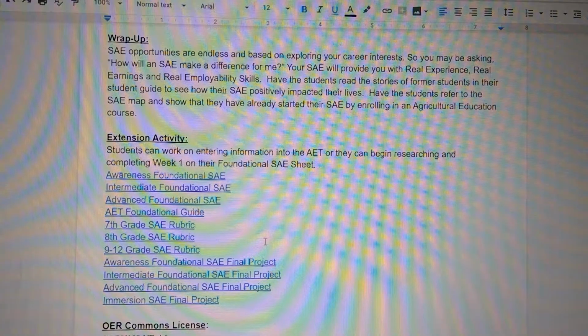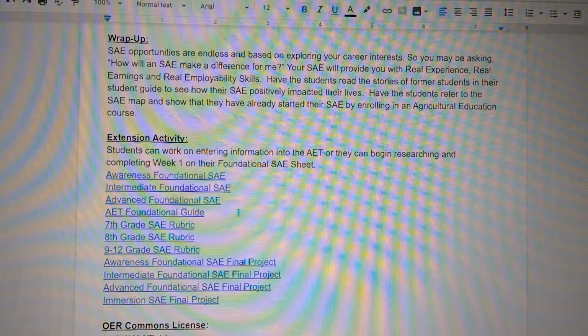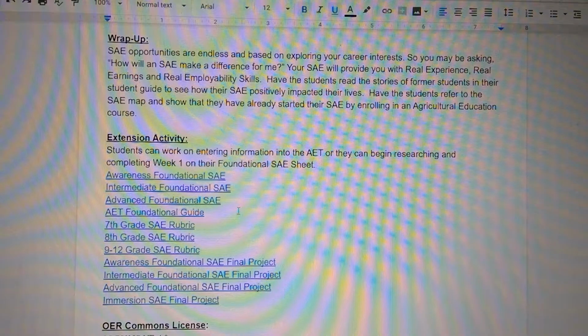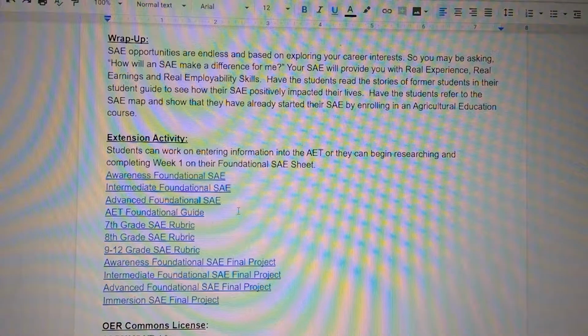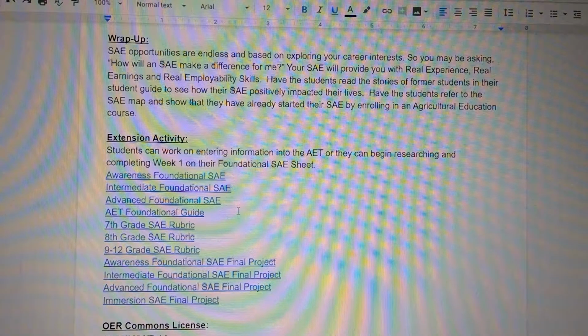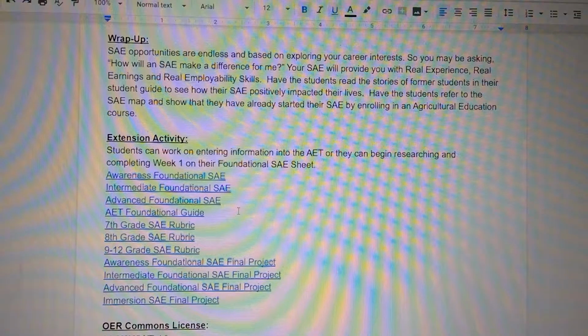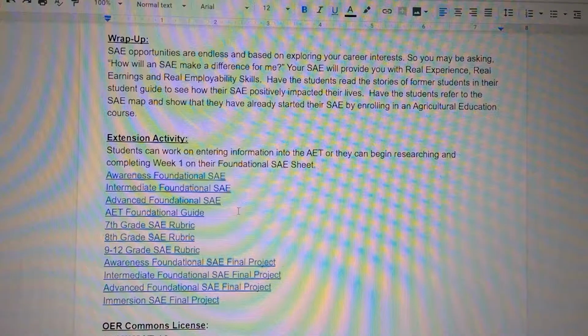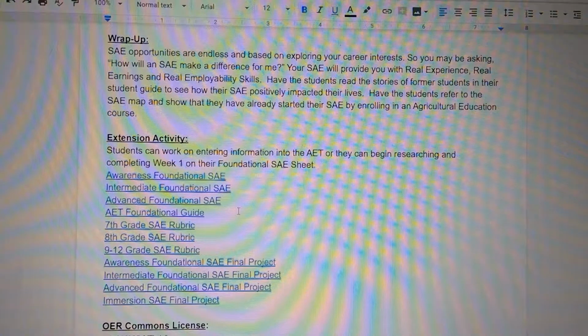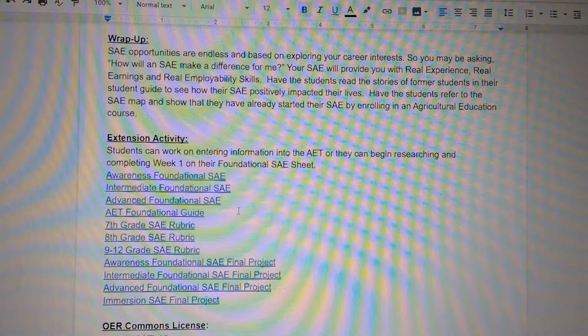In addition, at the end of the lesson, I have the links to my awareness foundational SAE, my intermediate foundational SAE, and advanced foundational SAE weekly assignment sheets, and those I will show you in a little bit. The 7th grade, 8th grade rubrics, and my 9th through 12th grade rubrics, I've established 3 different rubrics because I found that my middle school students need more time to complete one of the weekly assignments.